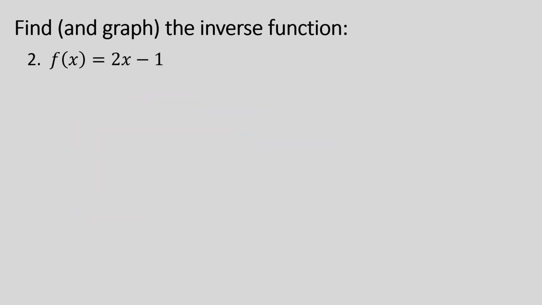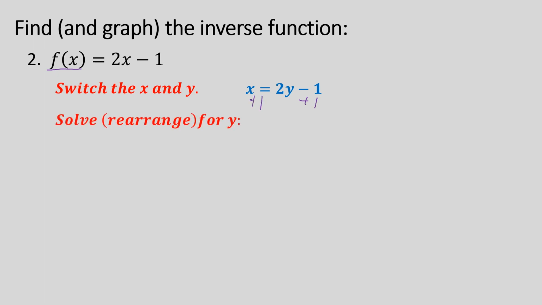Let's say we have the function f of x equals 2x minus 1. You should know that the y is really just this f of x, so when we switch the x and the y, the x goes where that f of x is. So now we want to rearrange this equation to solve for y. So we're going to add 1. Once we do that, we have x plus 1 over here equals 2y. We divide both sides by 2, and that's going to give us our inverse function: x plus 1 over 2.